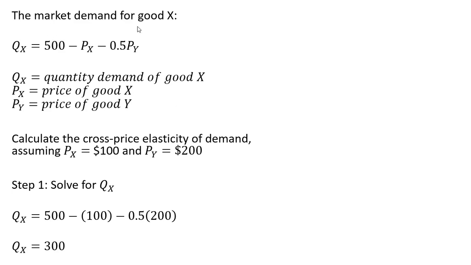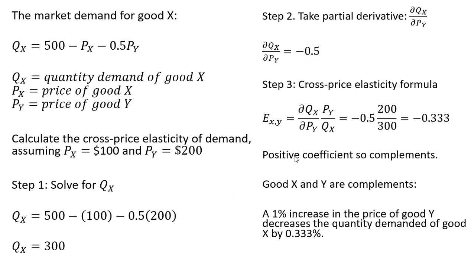Here again, we've got the market demand for good X. Quantity demanded of good X is given as the following. Same definitions for the terms. We want to calculate the cross-price elasticity of demand, assuming the price of good X is 100 and the price of good Y is 200. So as before, solve for Q subscript X by substituting these values into the equation. Doing that, 500 minus 100 minus another 100 leaves the quantity demanded of good X at 300.